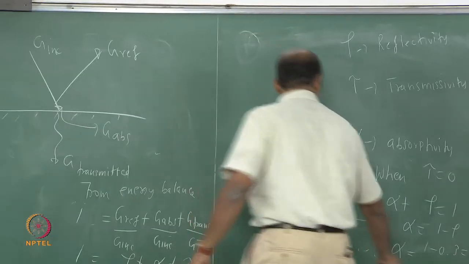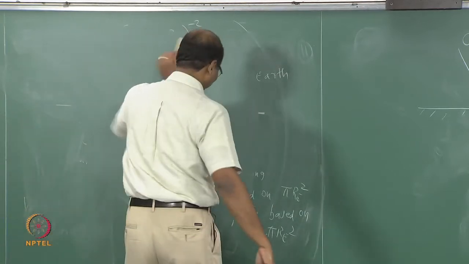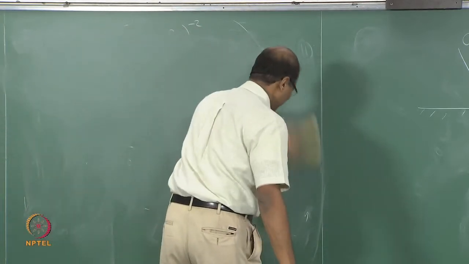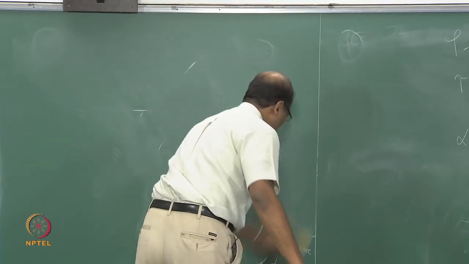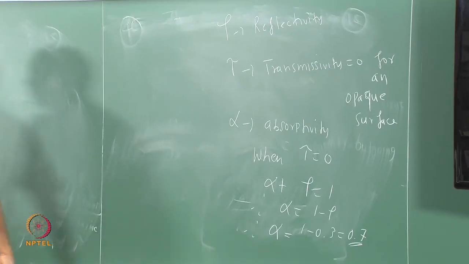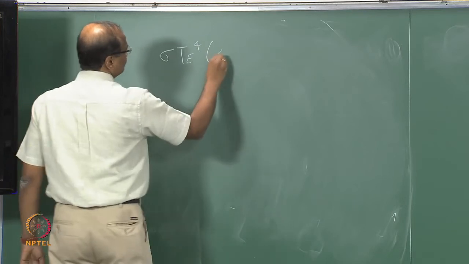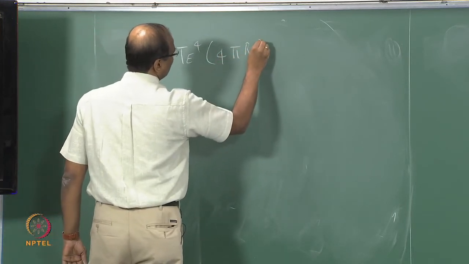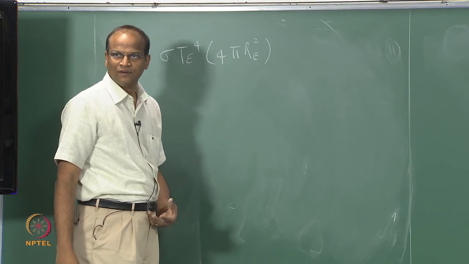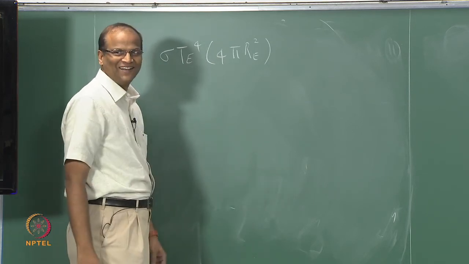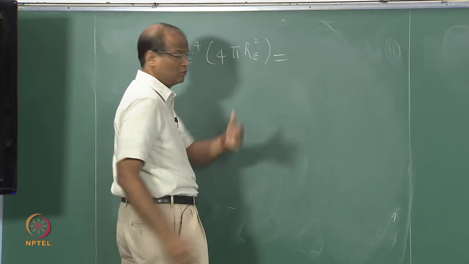Okay, let's finish this. Chaitanya, for this also the radius of the earth is not required, correct? 4 pi r e squared equal to 1368.